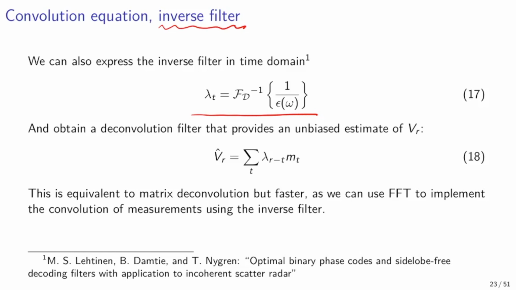If we convolve the complex voltage received by a radar receiver with the inverse filter, we obtain an unbiased estimate of the scattered signal as a function of range. Again, this can be shown to be equivalent to the matrix maximum likelihood estimate shown earlier.